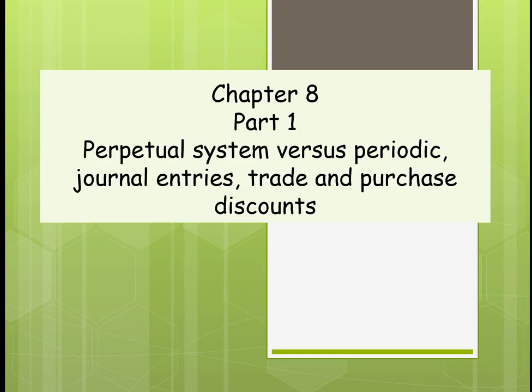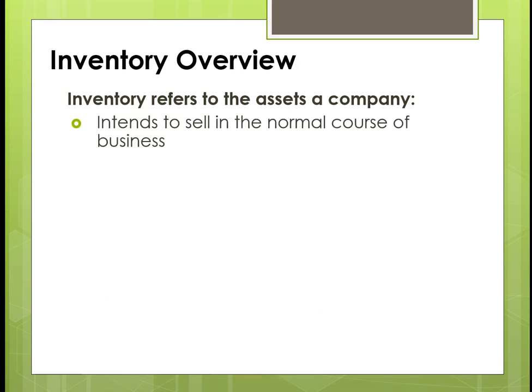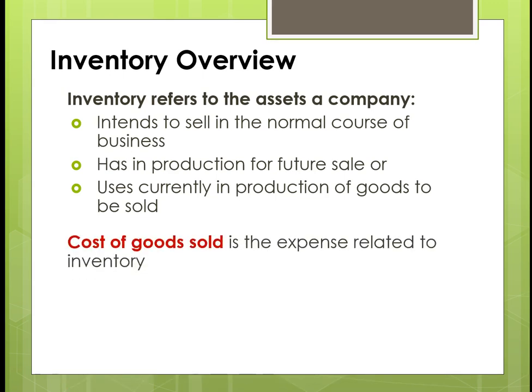Chapter 8, Part 1. We're going to look at journal entries for perpetual and periodic inventory systems and how we treat trade and purchase discounts. Now, inventory overview. Inventory refers to the assets a company intends to sell in the normal course of business, has in production for future sale, or uses currently in production of goods to be sold. Now, this is always considered their primary source of revenue for the business. Cost of goods sold is the expense related to inventory.